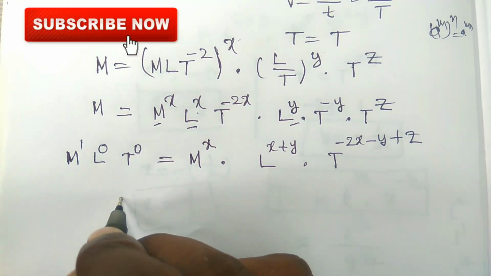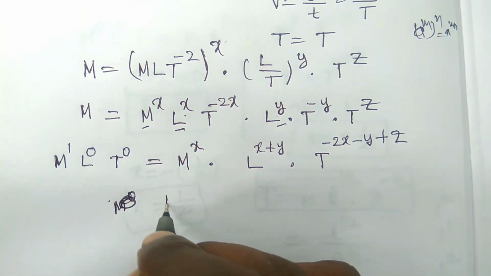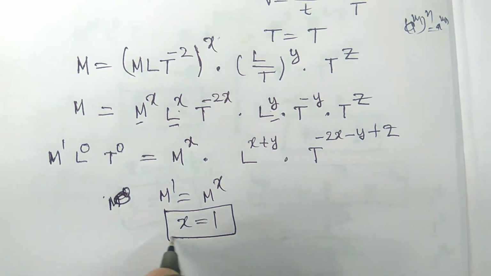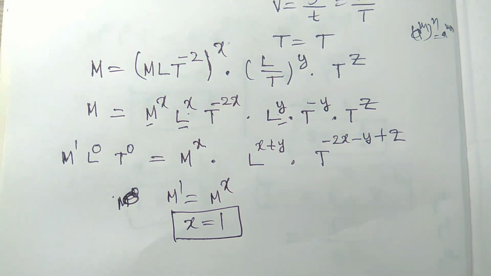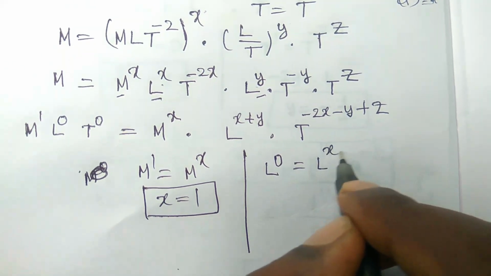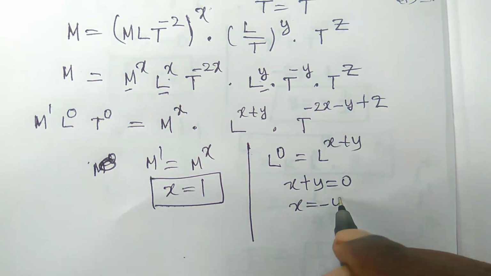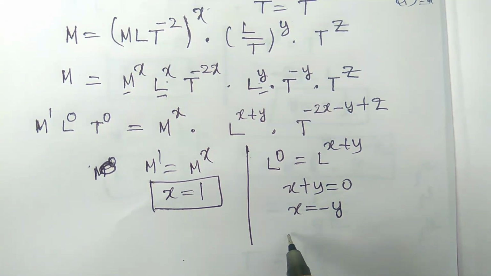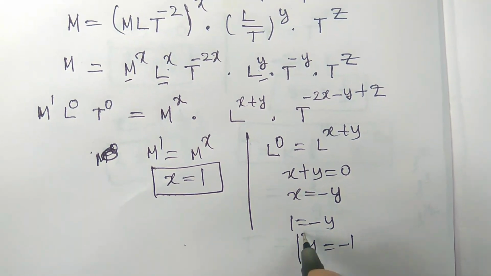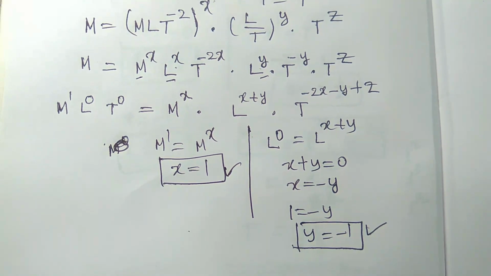Now let us find the x value, y value and z value. M power 1 is equal to m power x, where x is equal to 1. Simple. And coming to the second one, L power 0 is equal to L power x plus y. X plus y is equal to 0, x is equal to minus y, so 1 is equal to minus y, which is minus 1. So y is equal to minus 1. X and y values are found out. Now z value.